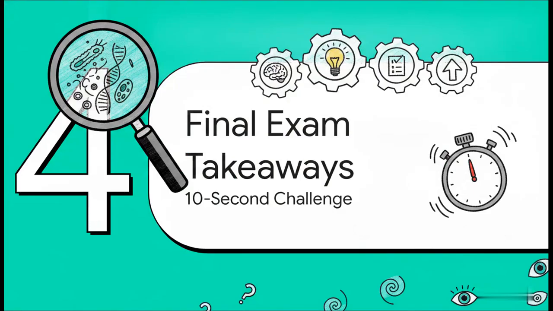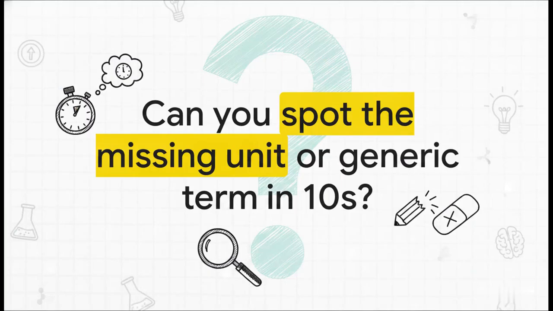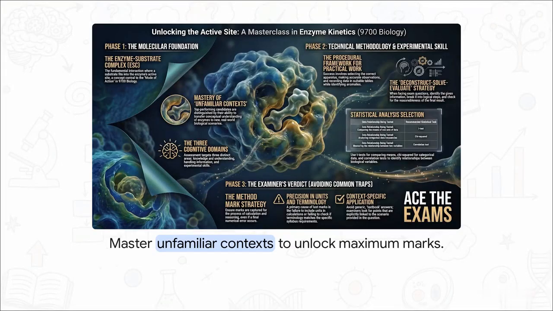All right, Section 4, Final Exam Takeaways and the 10-second challenge. Let's see what you've learned. So we've gone through the most common traps, and we've built up your completely proven 4-step framework. Now it's time to put your new examiner-level vision to the test. I'm going to give you 10 seconds. I want you to look really closely at the methodology and the examiner verdicts coming up, and your goal is to pinpoint exactly why the student lost their marks. Are you ready? Go! All right, time is up.